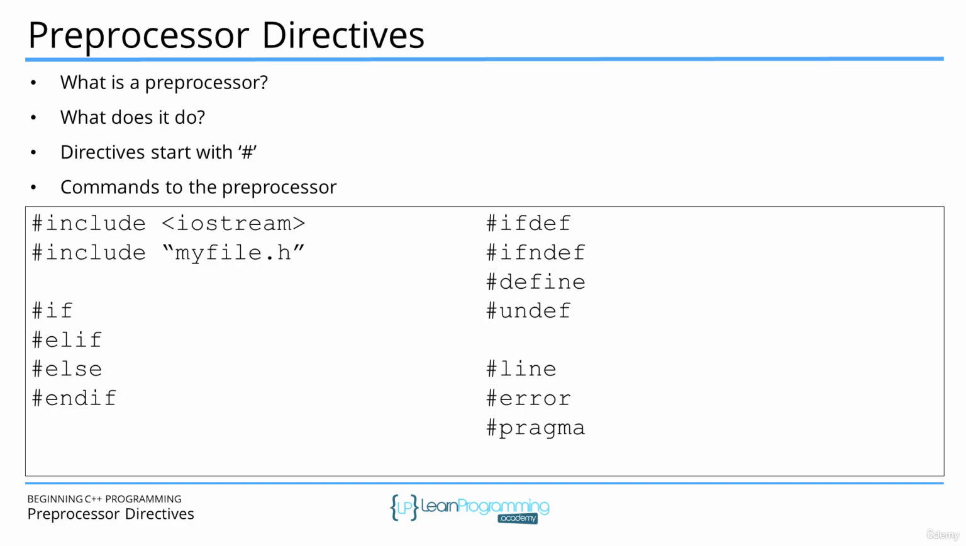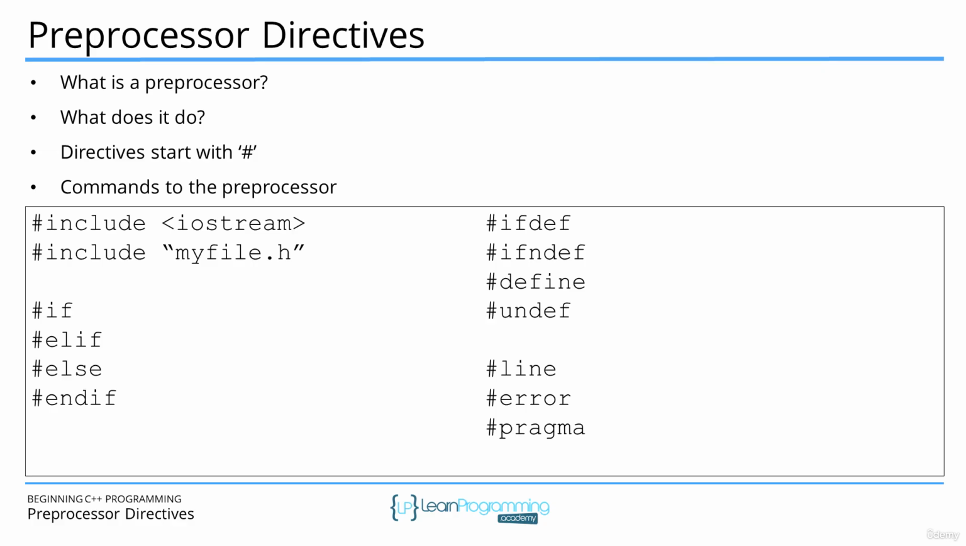The C++ preprocessor first strips all the comments from the source file and replaces each comment with a single space. Then it looks for preprocessor directives and executes them. Preprocessor directives are lines in the source code that begin with a pound or hashtag symbol. As you can see in this slide, there are quite a few preprocessor directives available.